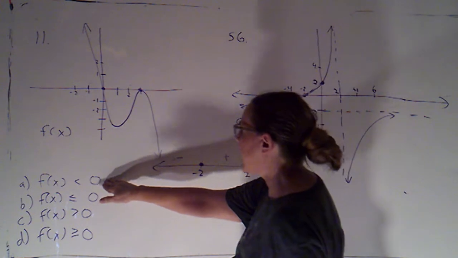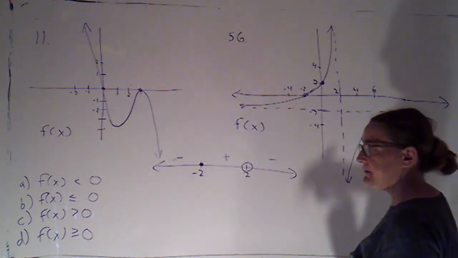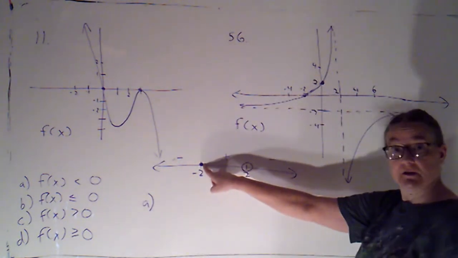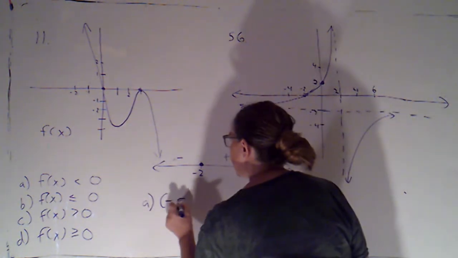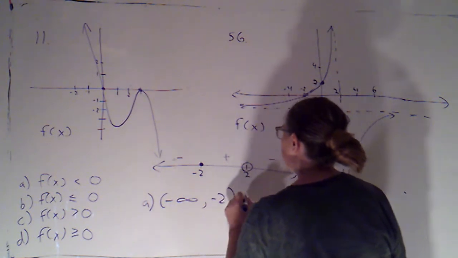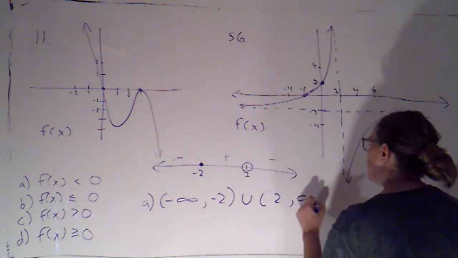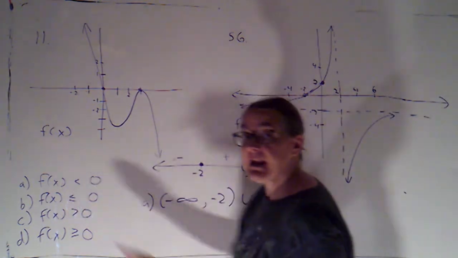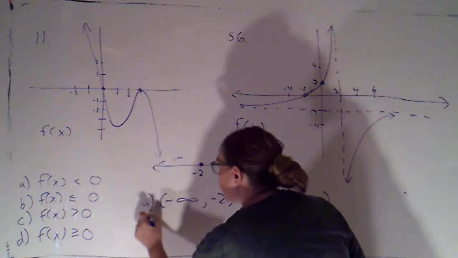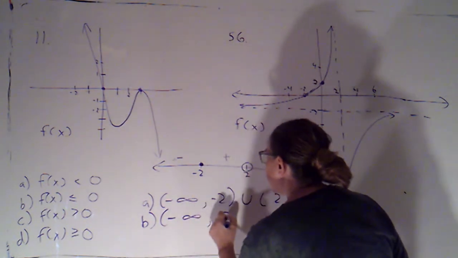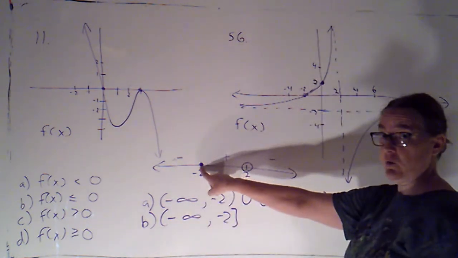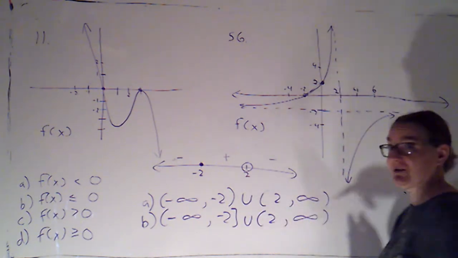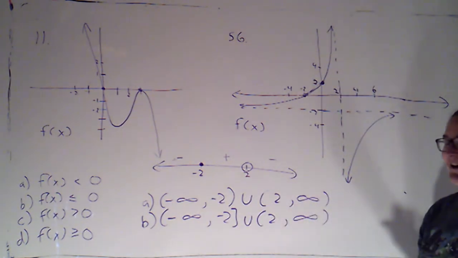And now I can say, okay, where was my function negative? Now, for part A, we're looking at strictly negative, so we're not including negative 2. So that would be negative infinity to negative 2, union 2 to infinity. Where is it less than or equal to 0? That's going to change the answer slightly. We're going to include the negative 2, but we won't include the 2 because the function wasn't defined there. And if it's not defined, it's not positive.